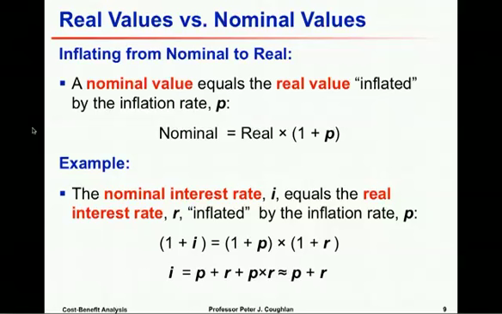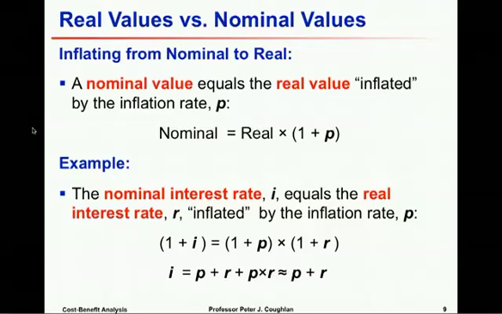So, for example, the nominal interest rate, right? If the interest rate is I, the interest rate that's reported, for example, if your bank says you get a 10% interest rate on some savings account or some investment, what that is equal to is the real interest rate inflated by the inflation rate, right? So again, the idea being that if you are earning a nominal interest of 10%, if prices are also going up by 10%, you've really earned nothing.